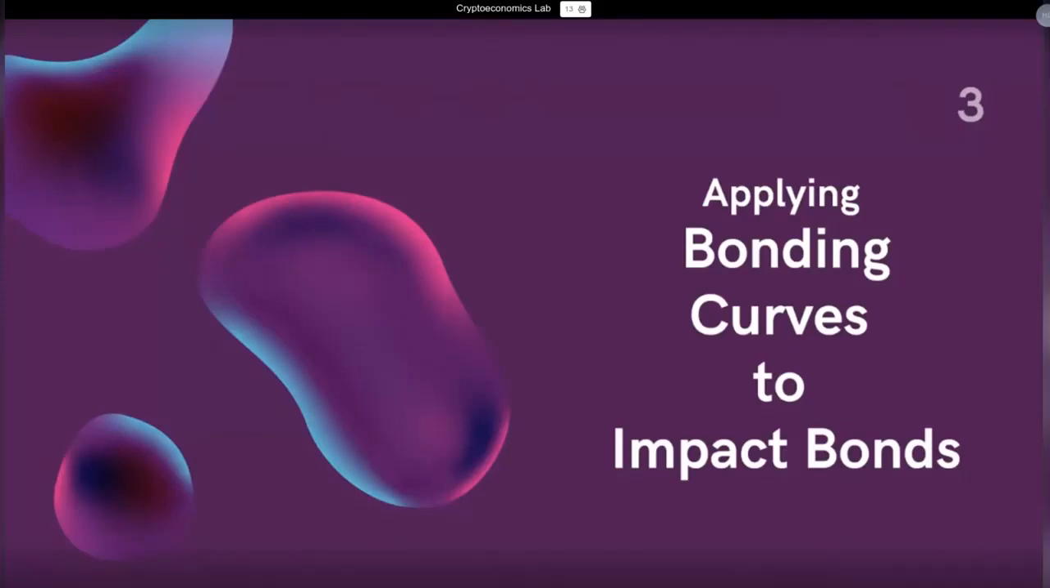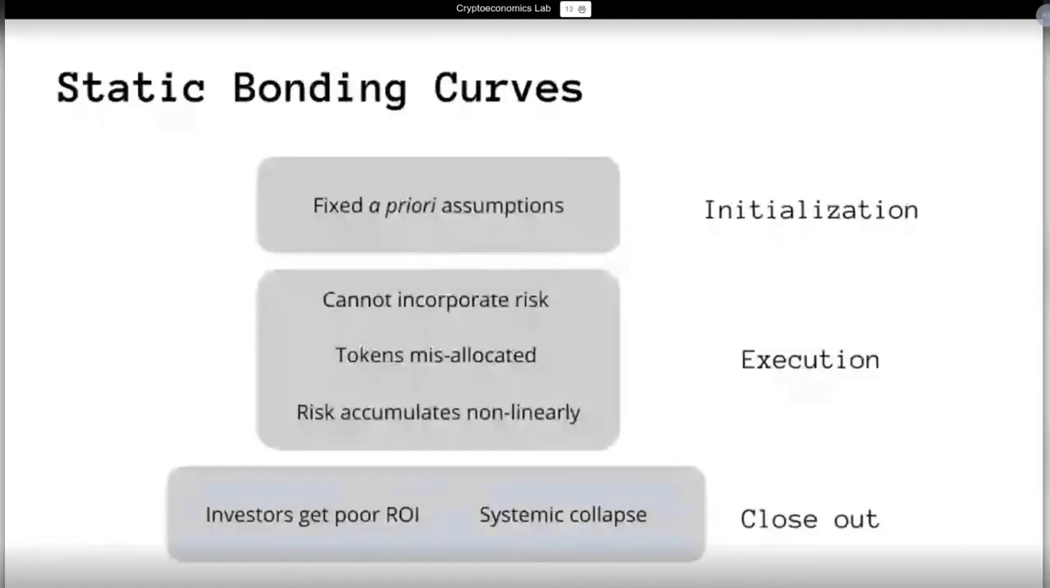So let's talk a little bit more about the problem with current implementations of bonding curves, which is the fixed a priori assumptions. When I start a bond, I would typically make certain assumptions about how the bond is going to behave and what kind of reserve to supply ratio it's going to be, and all such things, and I will fix them at the beginning. And once I fix that, I will move on to execution. Now, during execution, it's typically not common practice to change anything. So the bonding curve is not able to account for any external factors. It's not able to incorporate risk. It's not able to incorporate any new information that is thrown at it during its live execution phase.